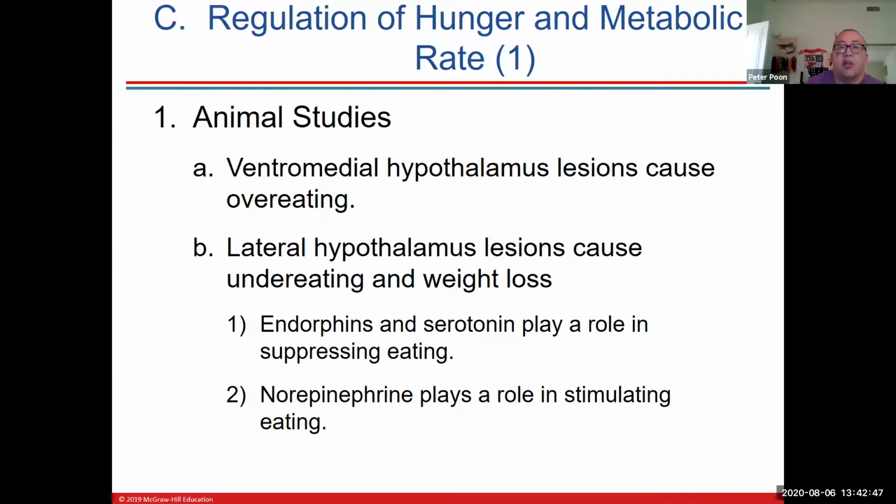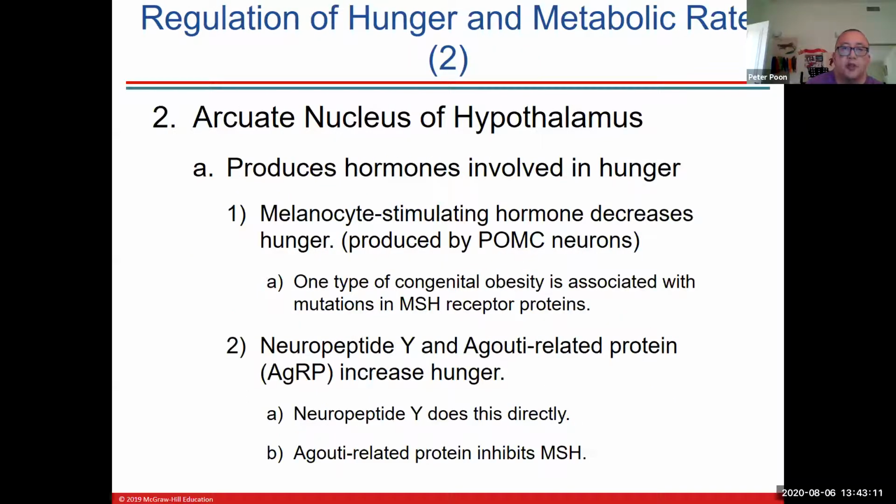Ventral medial hypothalamus lesions cause overeating. There's this disease called Prader-Willi, where you basically eat as much as you want and you never feel satiated. This stuff you can read on your own. So your hypothalamus does a lot to control obesity.